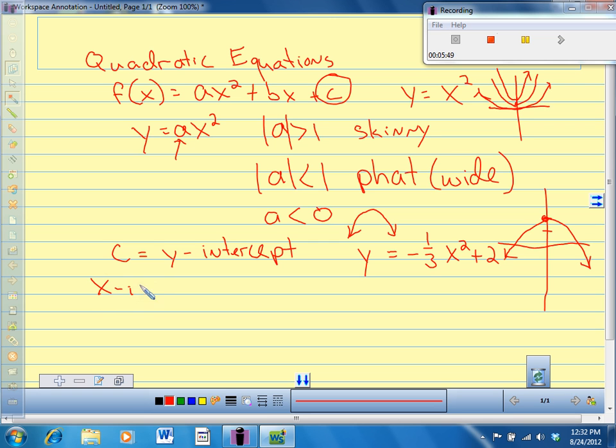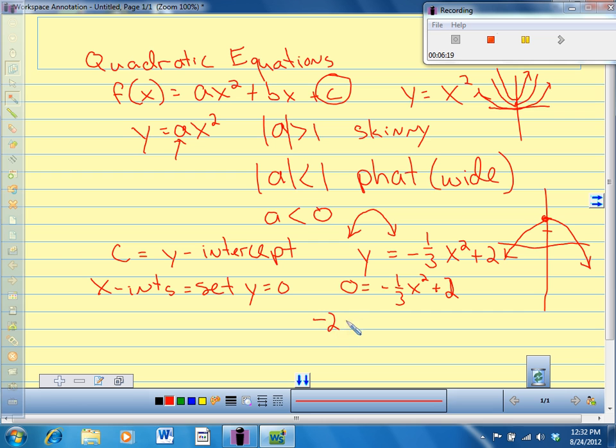x-intercepts, all you do is you set y equal to 0, okay? So in this case, this is going to be a little bit ugly, but we're going to do it anyway, okay? So in this case, I'm going to put y in here. I'm going to say negative 1/3 x squared plus 2, not 1. I'm going to subtract from both sides.